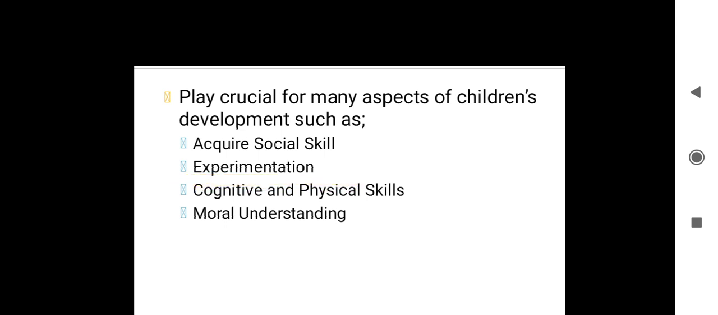Experimentation means they are able to learn by hands-on experience. Cognitive and physical skills: cognitive is related to thinking, and physical skills relate to their motor development. And then moral understanding, the understanding about values. Values is moral. Values means good things. So all these skills can be acquired through nature study.